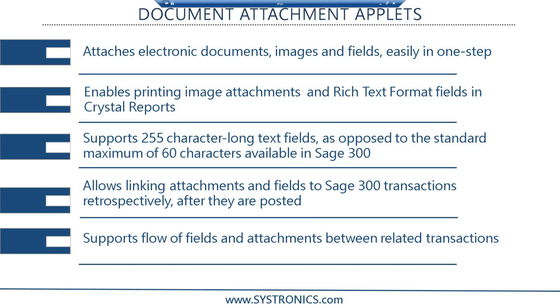Starting from version 2017, applets support flow of attachments and fields from one transaction to another one, like in Sage optional fields. For example, if you use the item and shipment applets, the fields or attachments entered on the IC item will be transferred automatically to the shipment detail. Please also note that you need to install SYSTRONICS Field Extender Lite or Pro to be able to use Document Attachment Applets. Field Extender Lite is provided at no cost when an applet is purchased.